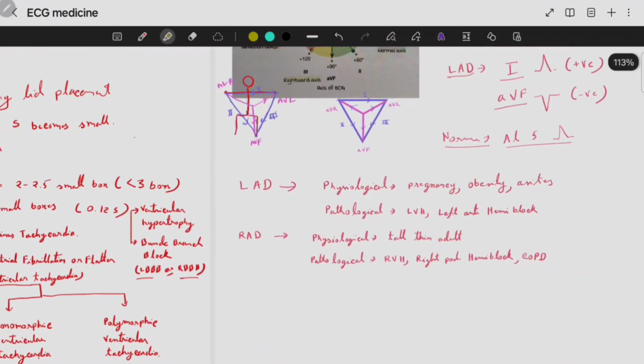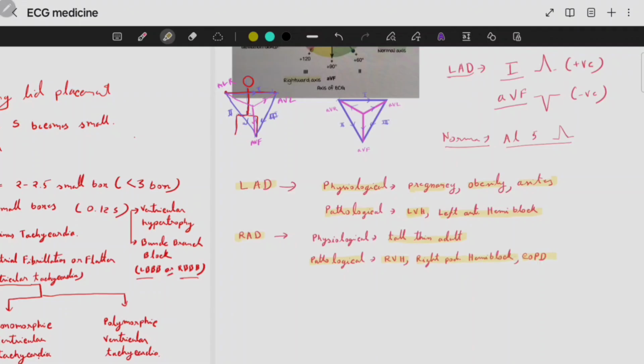Now see the causes of axis deviation. First, left axis deviation. One is physiological causes and another is pathological causes. In physiological causes there are pregnancy, obesity and ascites, and the pathological causes are left ventricular hypertrophy and left anterior hemiblock. Okay. Now the causes of right axis deviation. It is physiologically seen in tall, thin adults and pathologically seen in right ventricular hypertrophy, right posterior hemiblock or COPD.